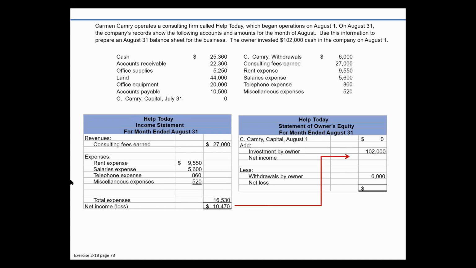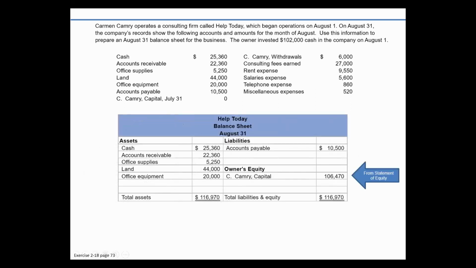And then we see here, again, the net income from the income statement of 10,470 gets reported over here on the statement of owner's equity for 10,470. So then we can go ahead and add that up. So we see that, then that's the balance sheet that we should have.